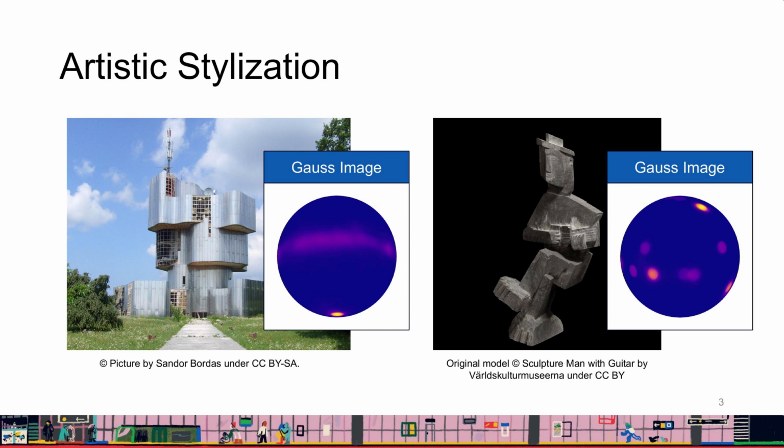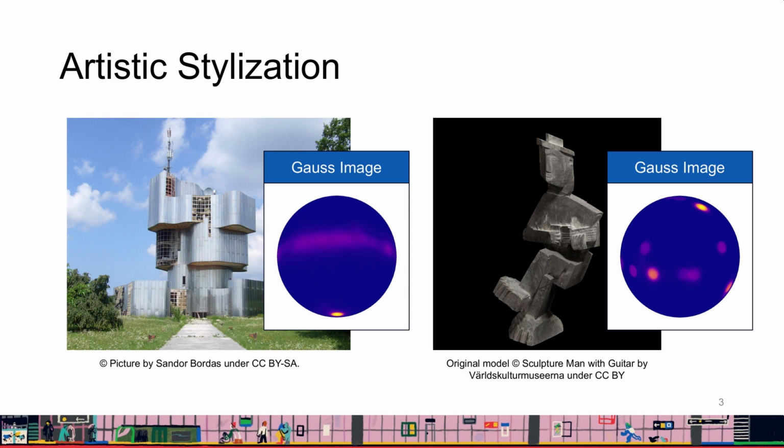Certain abstract styles have a comparatively simple Gauss image. For example, the cylindrical shape of the monument on the left translates to a ring on the sphere, meanwhile the figure on the right shows only a few clustered regions on its Gauss image, a consequence of its cubistic look.